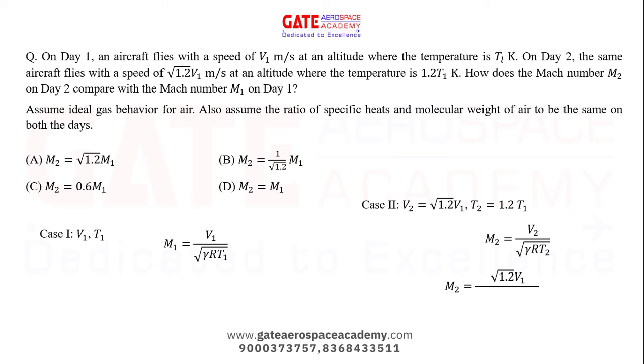upon under root gamma r T2, that is 1.2 into T1. So under root 1.2 and 1.2 will get cancelled out. So we have V1 divided by under root gamma r T1, which is exactly equal to M1. So M2 is equal to M1, option D.